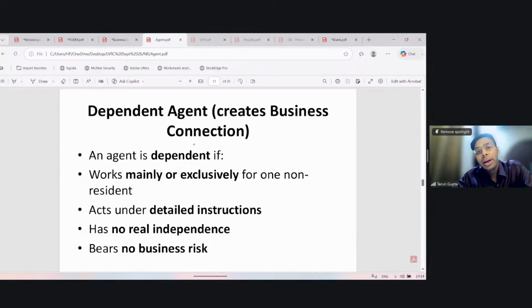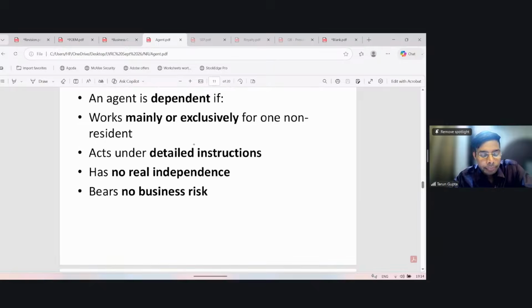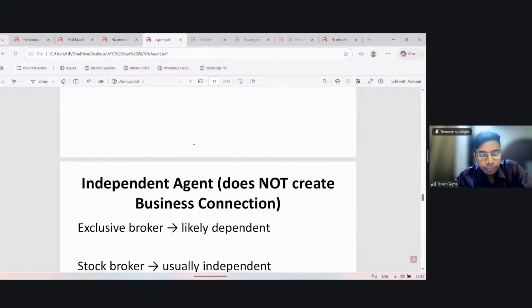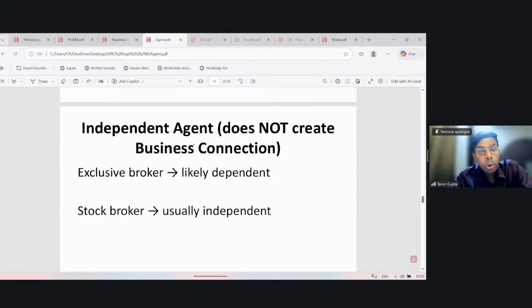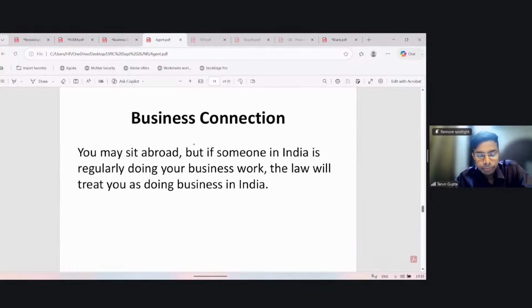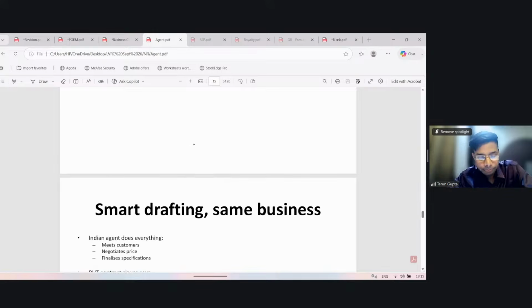Only a dependent agent creates business connection. An agent is dependent if it works mainly or exclusively for one non-resident. An independent agent does not create business connection. An agent is independent if it works for multiple non-residents. Exclusive broker is like a dependent agent; stock broker is an independent agent. So business connection says that you may sit abroad, but if someone in India is regularly doing your business work, the law will treat you as doing business in India.